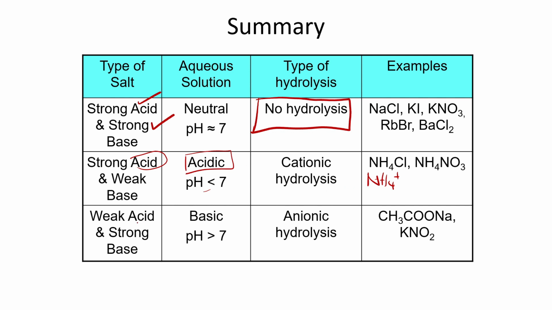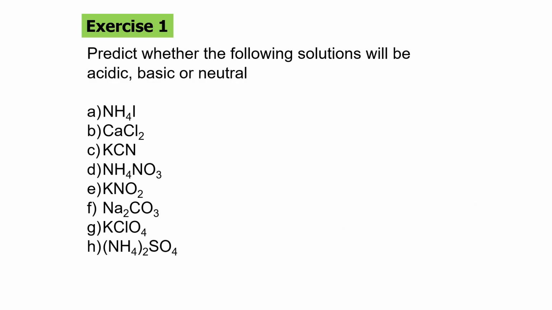Manakala kalau weak acid dan strong base, okay, example of weak acid adalah acetic acid. So acetic acid dan juga sodium hydroxide. Sodium hydroxide dia adalah strong base. Acetic acid adalah weak acid. Jadi bila di dissociate, weak acid akan menjadi strong conjugate base. Strong conjugate base. Jadi kalau dia strong conjugate base, dia akan mengalami hydrolysis. Okay, itu anionic hydrolysis.